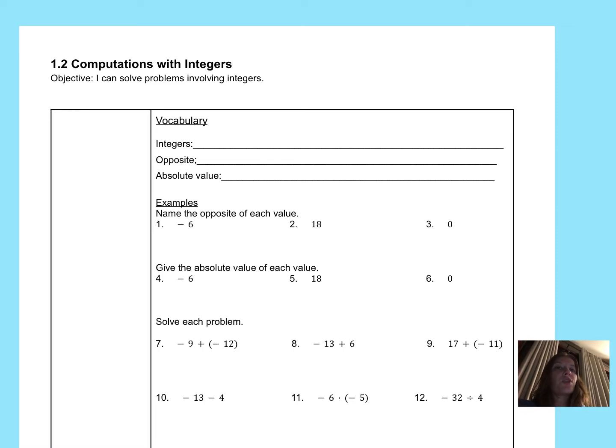For lesson 1.2, we're going to review computation with integers, so we can add, subtract, multiply, and divide integers. First of all, in case we need to remember, an integer is a whole number, like 1, 2, 3, 4, 5, and so on, and their opposites. That means it's both positive and negative numbers.